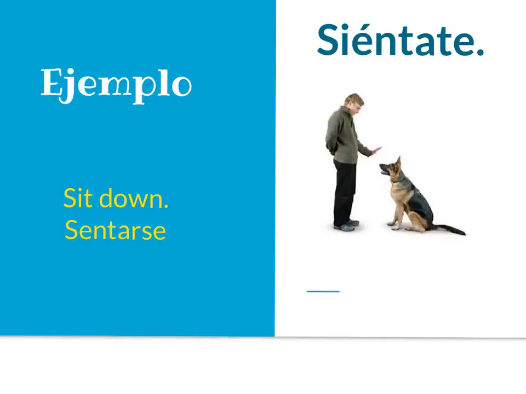Here's an example with a reflexive pronoun. So I take my te for sentarse, sit down. Now remember, since these are tú commands, I'm going to use te as my reflexive pronoun. Like all affirmative commands, I just attach it to the end. Siéntate. Okay, count back 3 vowels. Siéntate. And there is your accent.